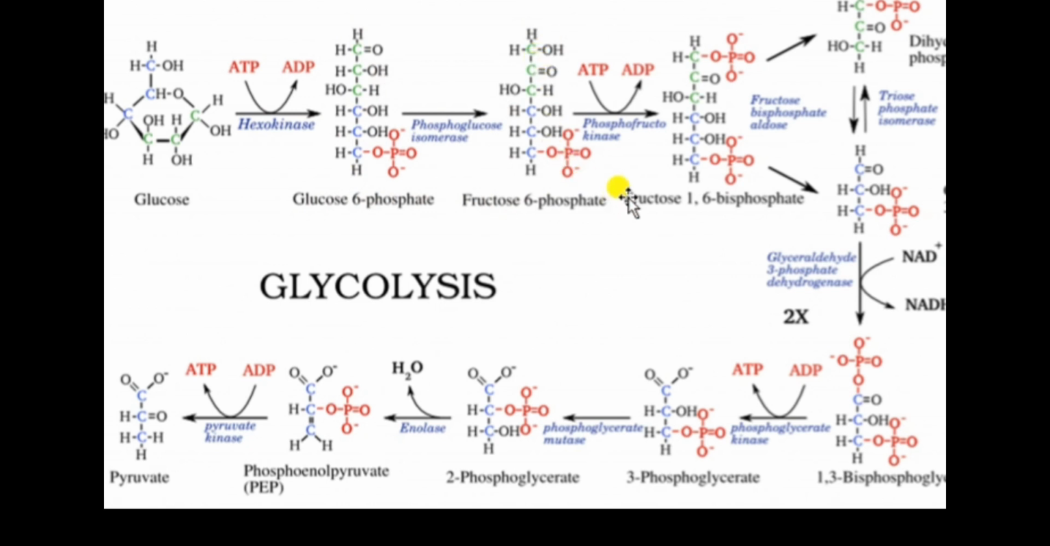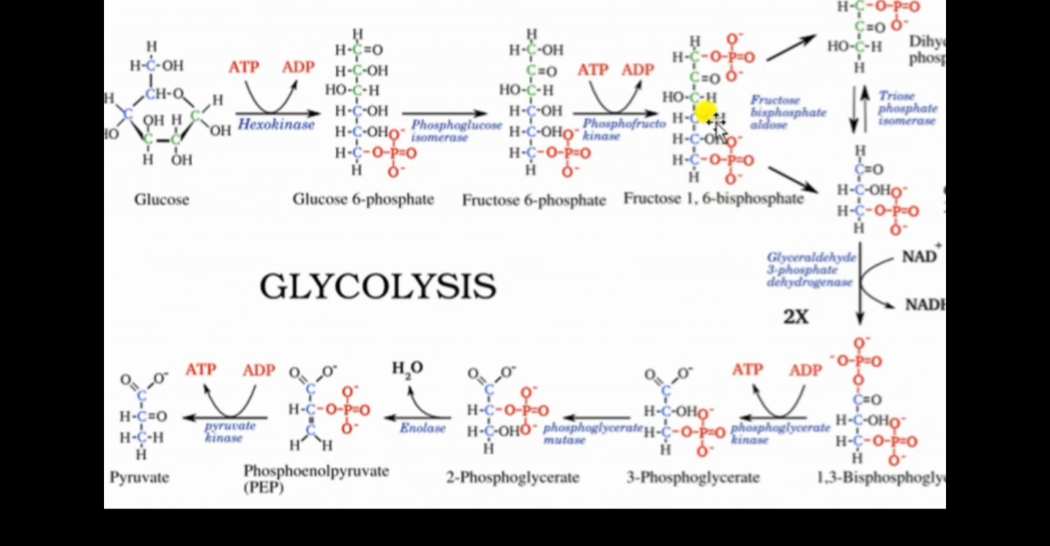Now in the next step, fructose 6-phosphate is converted into fructose 1,6-bisphosphate. This reaction is catalyzed by a kinase enzyme, and again one ATP molecule is converted into ADP and another phosphate group is added at carbon number 1. So fructose 6-phosphate is converted into fructose 1,6-bisphosphate because there is the attachment of a phosphate group on carbon number 1 as well as on carbon number 6, therefore it is called fructose 1,6-bisphosphate.